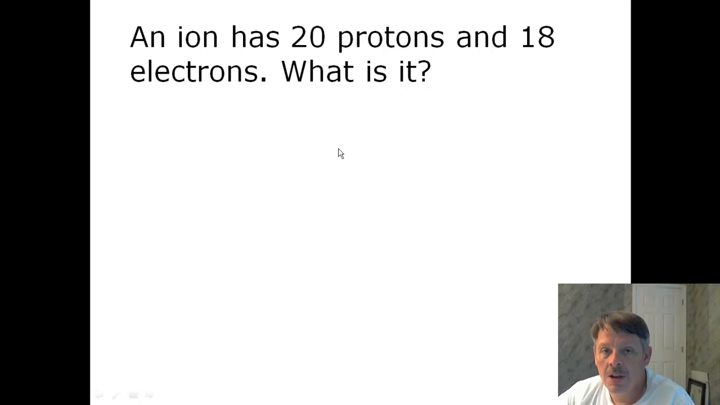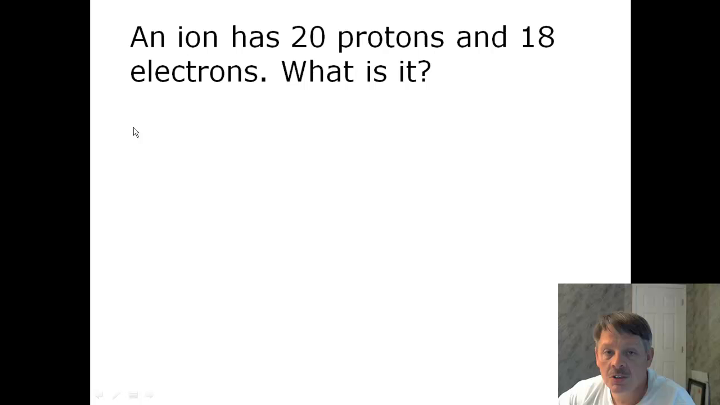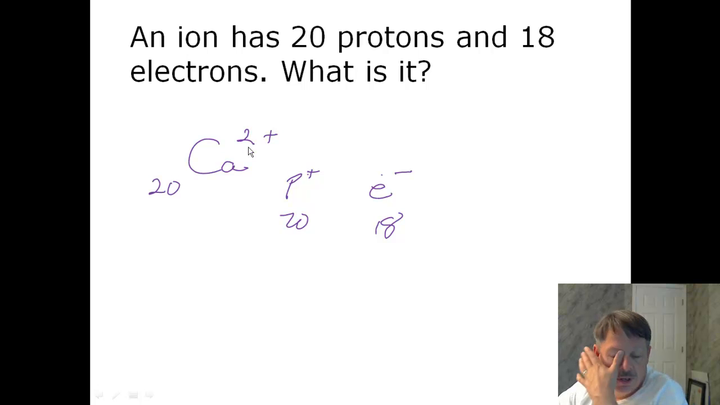All right, how about this one? It has 20 protons and 18 electrons. Again, I go to my handy-dandy periodic table. I look up number 20. There's number 20. It's calcium. This is calcium, and it's number 20, and so it has 20 protons. And it can only have 18 electrons. That means it has more positives than negatives, so it's going to be positively charged, and it's positively charged by 2.